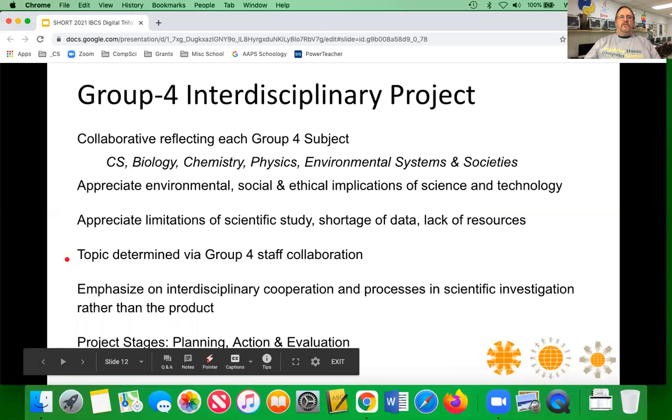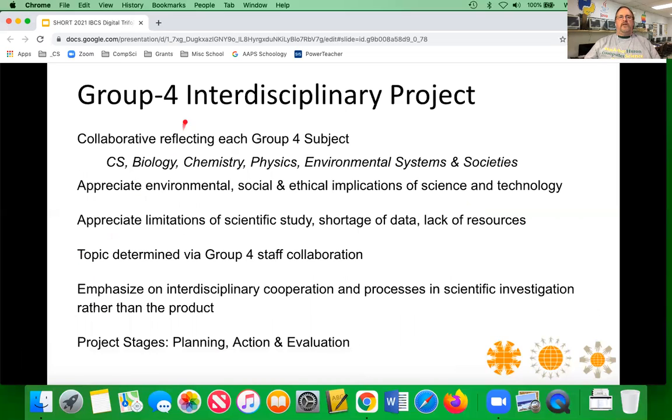Finally, another distinct difference is that we, being part of Group 4, are part of a scientific-based team. And IB expects schools to offer an interdisciplinary project where the staff decides on a concept, and we create teams where each of those teams is comprised of a CS, a bio, a chem, a physics, and an ESS student, to where they create this multi-pronged solution or representation or research project on whatever the subject was.